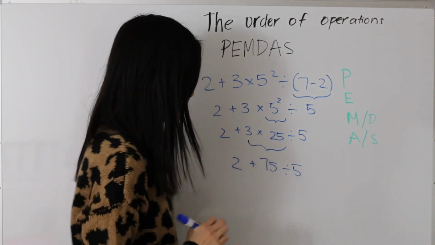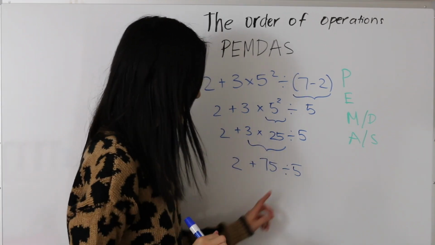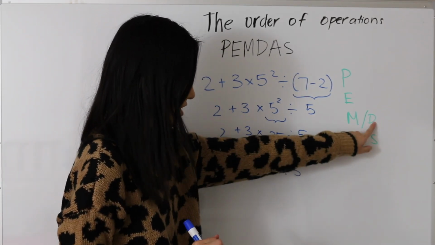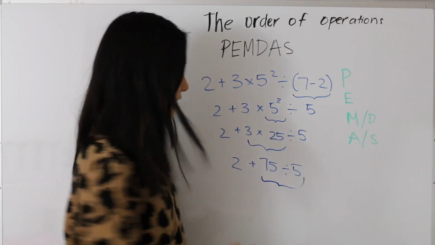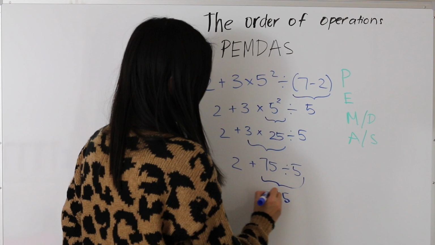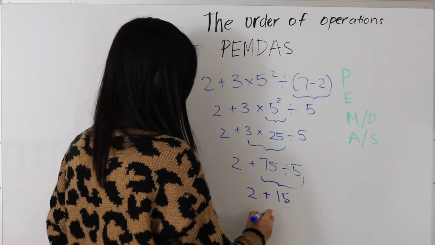So we end up with 2 plus 75 divided by 5. We still have a division, so we have 75 divided by 5, which is 15. So we end up with 2 plus 15, which is 17.